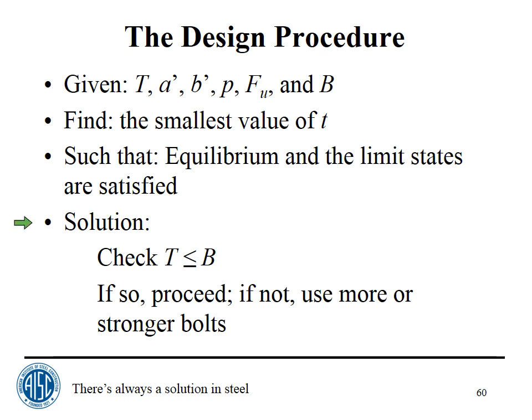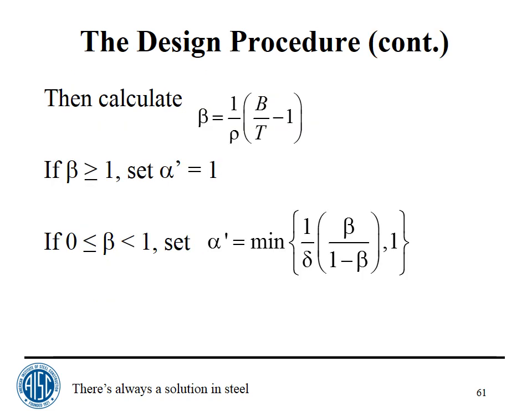What's the solution? Check that the demand, the required strength, is less than the design strength. If so, proceed. If not, you can't go on. If this is not the case, then the required strength exceeds the available strength, and you have to use either more or bigger bolts. You can't proceed. Once you have that satisfied, then you can calculate this beta quantity here, which is B over T minus 1 times the quantity 1 over rho, and if beta is equal to or greater than 1, set alpha prime equal to 1.